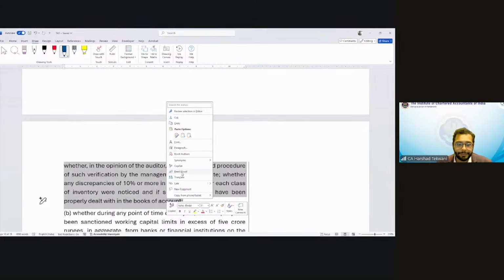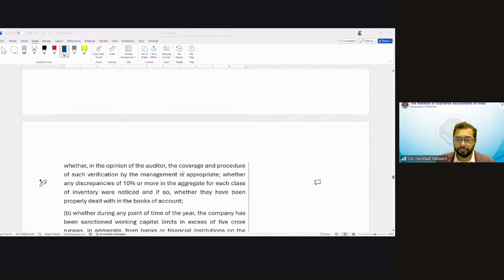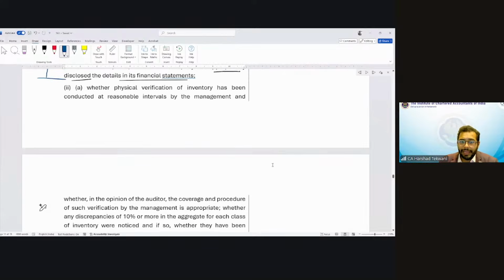It says whether physical verification of inventory has been conducted at reasonable intervals by the management, and whether, in the opinion of the auditor, the coverage and procedure of such verification by the management is appropriate, whether any discrepancies of 10% or more in the aggregate for each class of inventory were noticed, and if so, whether they have been properly dealt with in the books of account. So it talks about inventory, physical verification of the inventory.